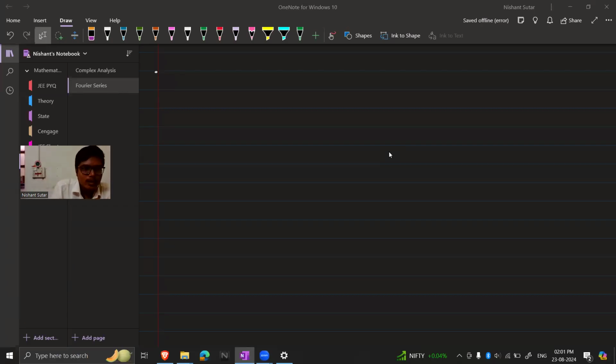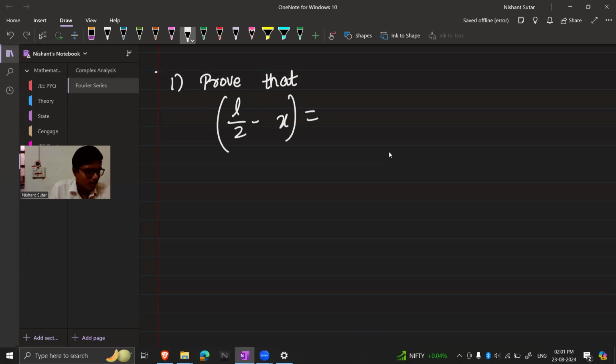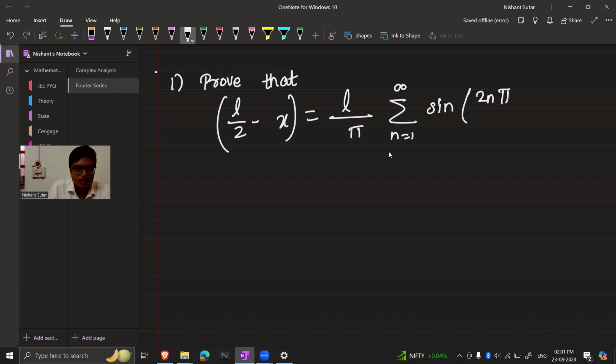So we will discuss the first problem. We want to prove that L by 2 minus x is equal to L upon pi, summation n equal to 1 to infinity, sine of 2n pi x upon L, into 1 upon n. So we want to prove this fact.